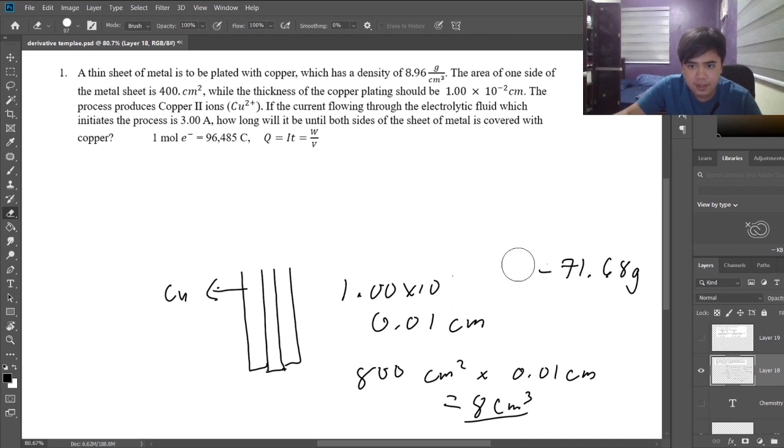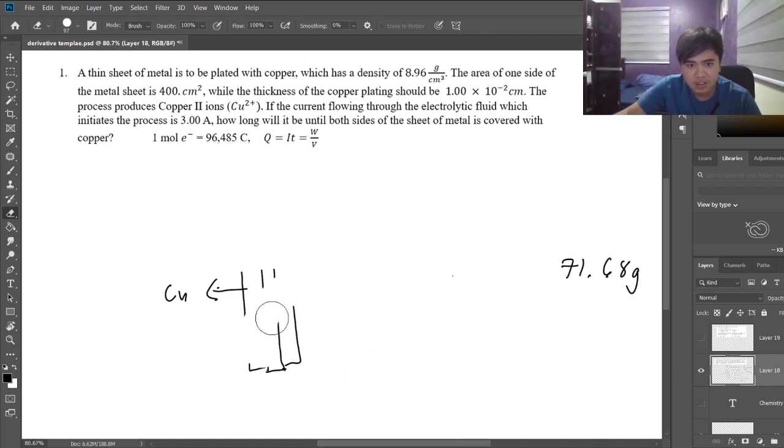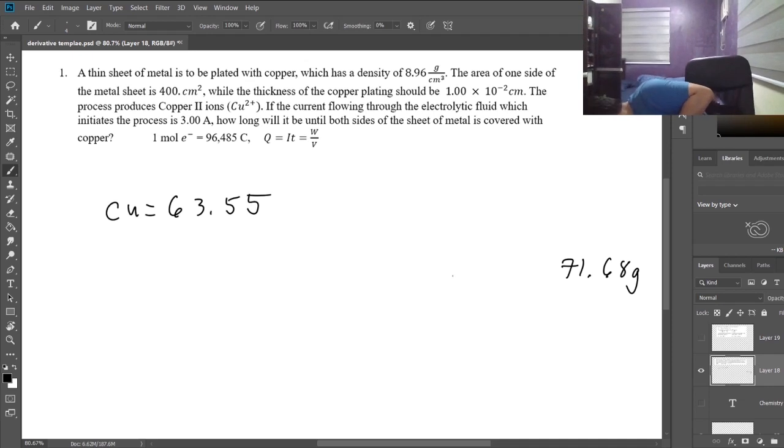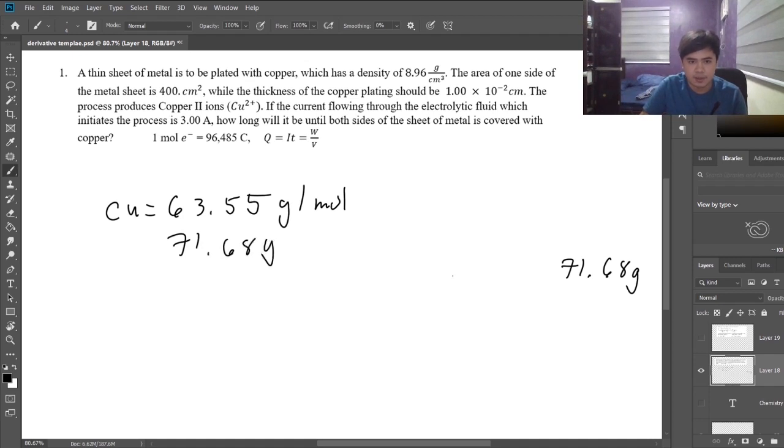So the next step is to take the grams and transform them into moles. How do you do that? Well, you have to look in the periodic table to get the molar mass of copper. The molar mass of copper is around 63.55 grams per mole. We have to convert 71.68 grams into moles. So how do we do that?